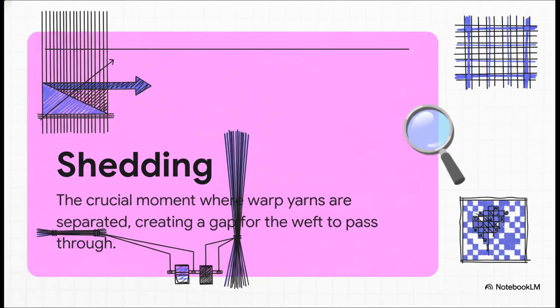Now, the secret to making a pattern lies in this one crucial moment called shedding. This is when you lift some of those warp threads up while leaving others down. That creates a gap, or a shed, for the weft thread to pass through. Which threads you lift on each pass is what makes the pattern. Now, on a simple loom, you do this with a few foot pedals, which is fine for simple stripes or plaids, but it's absolutely terrible for trying to create a picture.